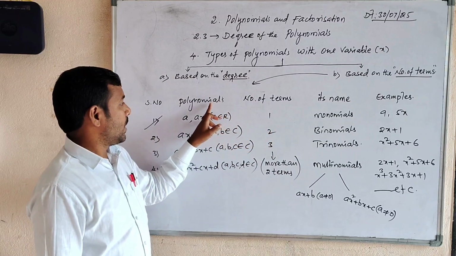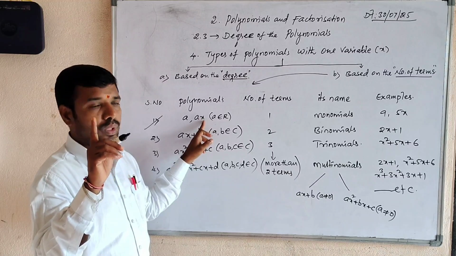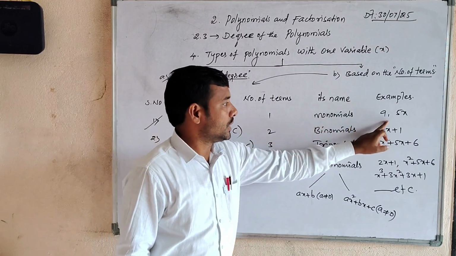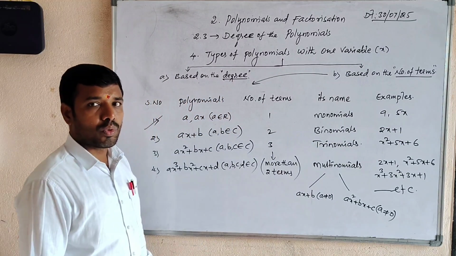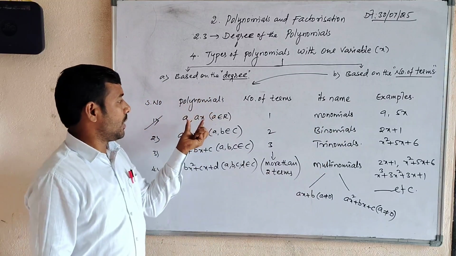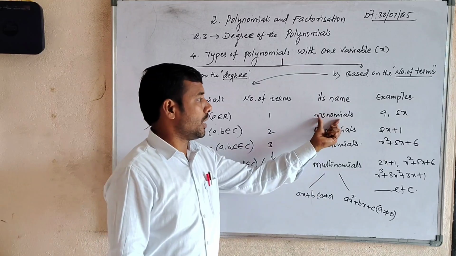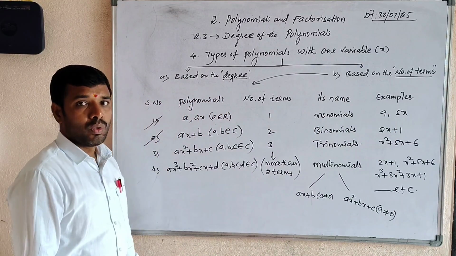So the polynomial which contains only one term is known as a monomial. 9 is one of the monomials. 5x is also one of the monomials. The monomial definition is very clear: the polynomial which contains only one term is known as a monomial. These are two examples. Let us go with the second. What is the second?